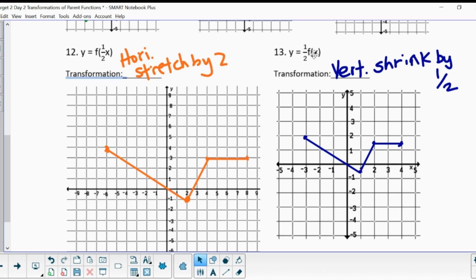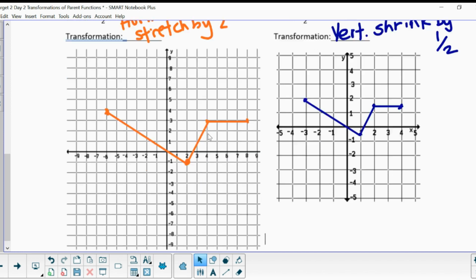And then on number 13, you have a vertical shrink of a half, so you're multiplying all the y's by a half or dividing the y's by 2. So notice 12 got wider and 13 got skinnier, got squished.